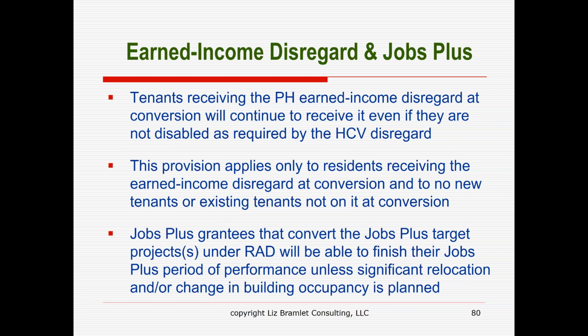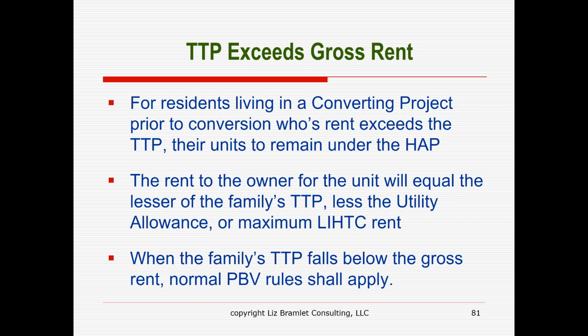Folks, if they are part of those programs, when the conversion happens, if somebody is earning the earned income disregard, they continue to be able to benefit from the earned income disregard. Nobody new can be put on the earned income disregard, however, after conversion occurs. Important: what if the TTP exceeds the gross rent? They figure 30% of their adjusted income, and it exceeds the gross rent. For residents living in a converting project prior to conversion, whose rent exceeds the TTP, their units do remain under the HAP. The rent to owner for the unit will equal the lesser of the family's TTP, less the utility allowance, or the maximum tax credit rent. When the family's TTP falls below the gross rent, then you go back to normal PBV rules for how you calculate their TTP and the HAP you're going to receive.